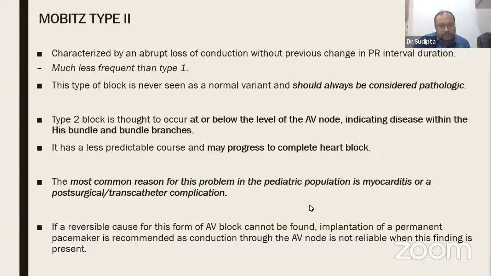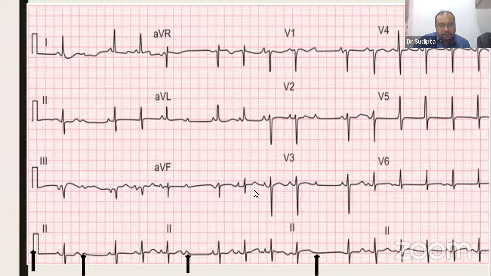So here you can see the P wave is coming, and then the P wave is followed by the QRS complex with normal PR interval, and then the P wave is blocked and there is no conduction to give a QRS complex. So this type of block would be better called a 4:3 AV block, because three P waves are conducted while one is not conducted out of four P waves.